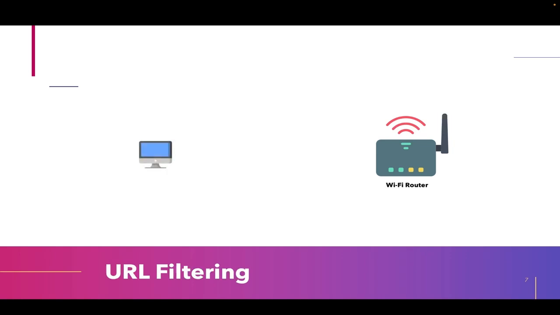Next is URL filter. It means the user is only able to access those websites whose URL is present in the whitelist. Here we have one example where there is a Wi-Fi router and one device connected to it, and the user is accessing Google but not able to access it. Why? Because Google is present in the blacklist. That's why the user is not able to access it, although the user is connected to the Wi-Fi with internet access.